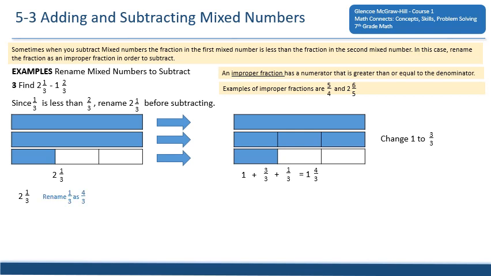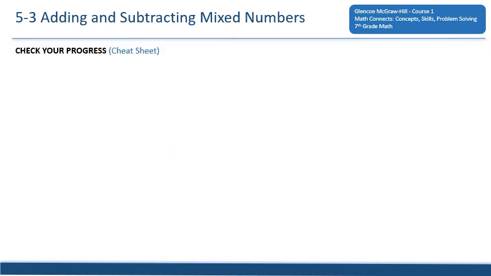So now we have 2 1/3, and we renamed it as 1 4/3. So we have 1 4/3 minus 1 2/3, which is a number we already had. So there's our new problem. I hope that you recognize that 2 1/3 and 1 4/3 have the exact same value. Now we can subtract the fractions. So 4 minus 2 is 2/3, and then 1 minus 1 is 0.